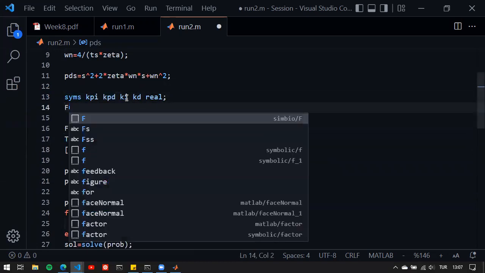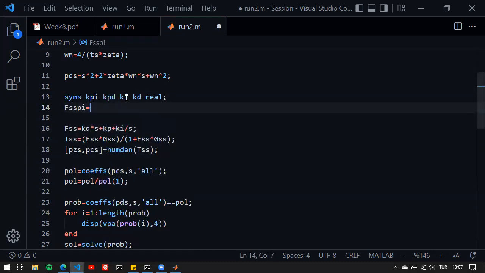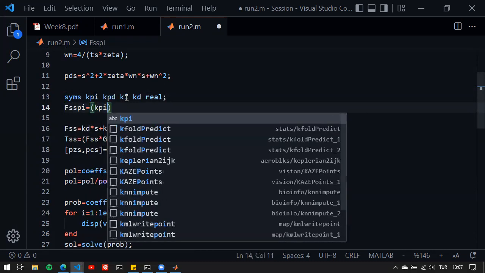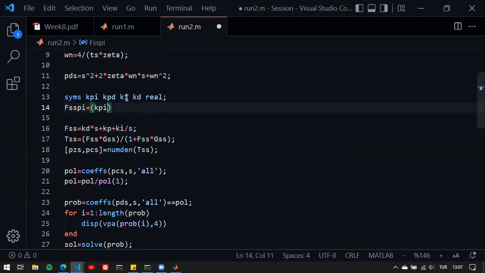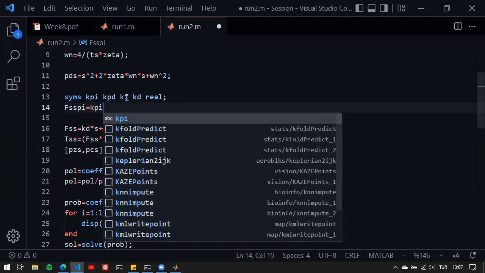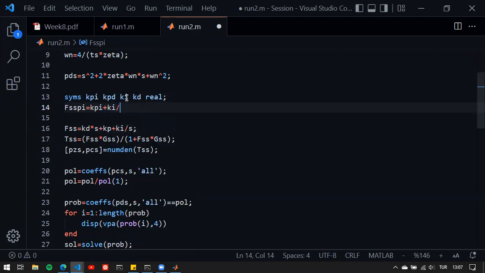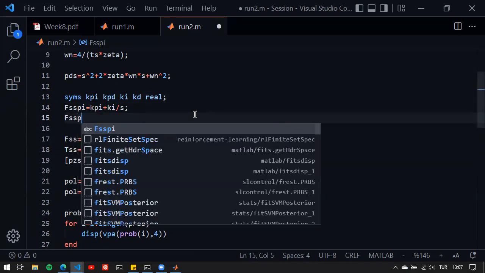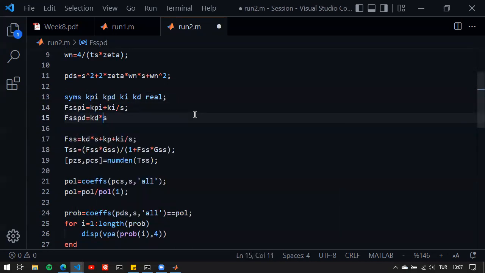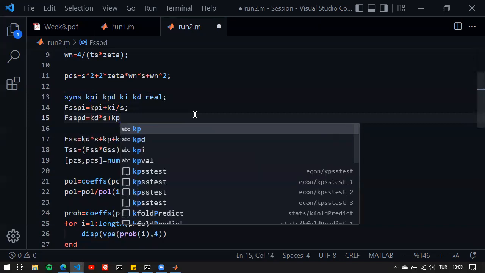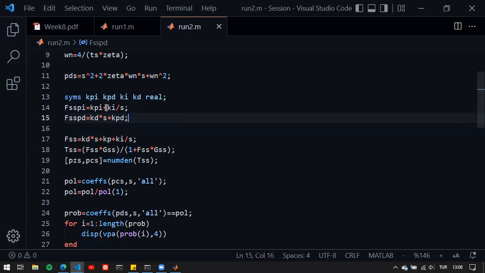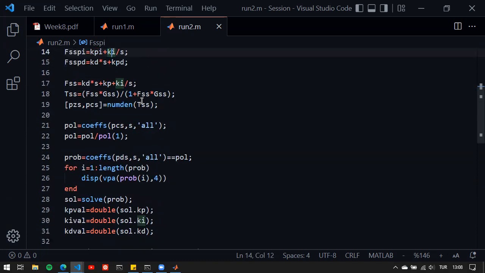In this case, the PI part will be KPI, let me write it like this, KPI plus KI divided by S. So that's a PI controller. Let's have FSS-PD, which would be KD times S plus KPD. So I'm just using a gain for the PI controller here, another gain for the PD controller, but the derivative and integral parts are the same for the PID controller or for the PI-PD controller.